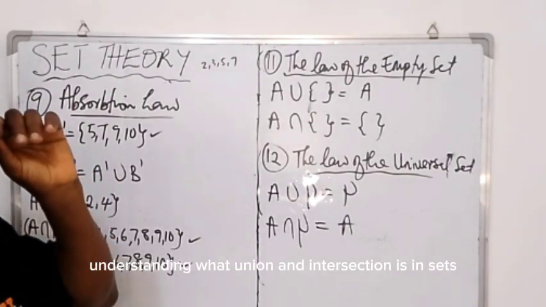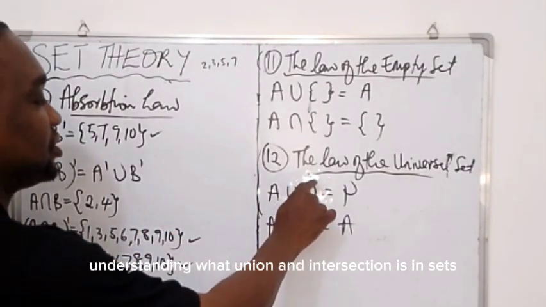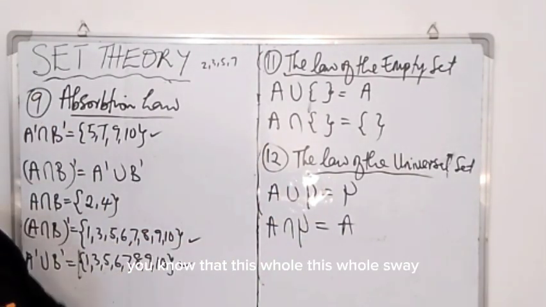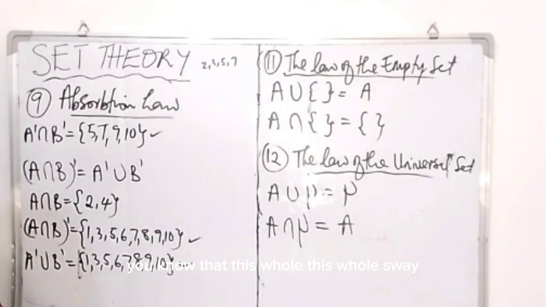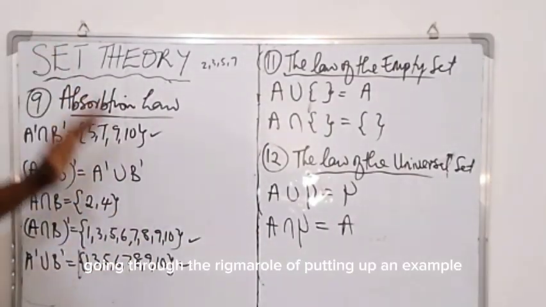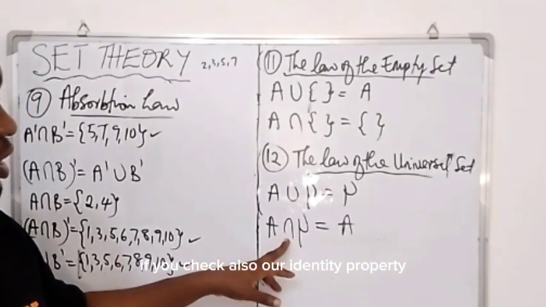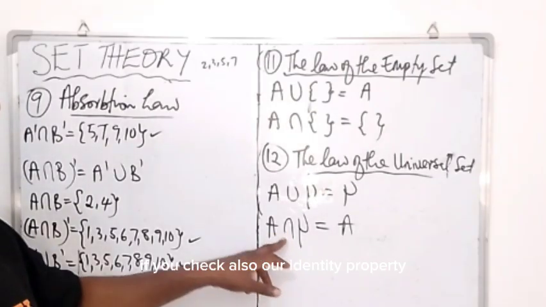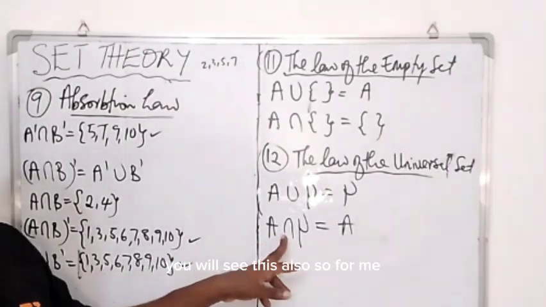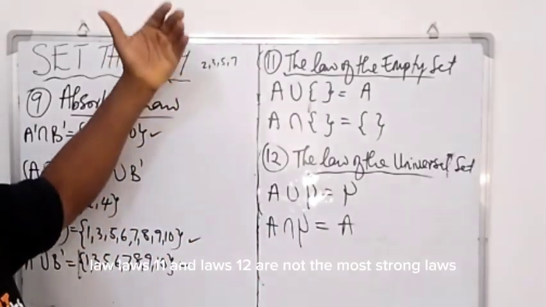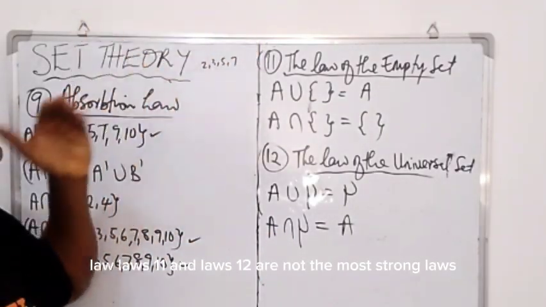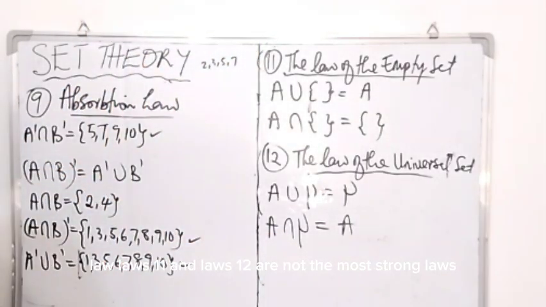Understanding what union and intersection are in sets, you know that this holds sway. So going through the rigmarole of putting up an example, I think is needless. If you check also our identity property, you will see this also. So for me, laws 11 and 12 are not the most strong laws.